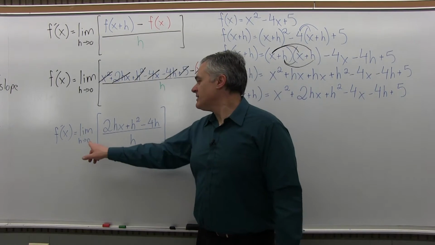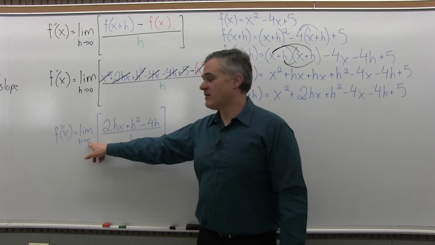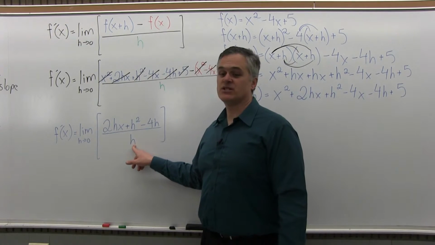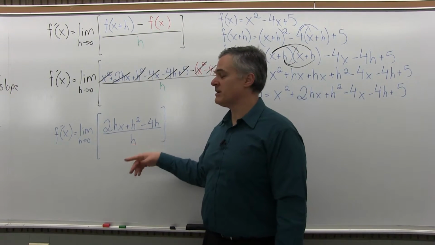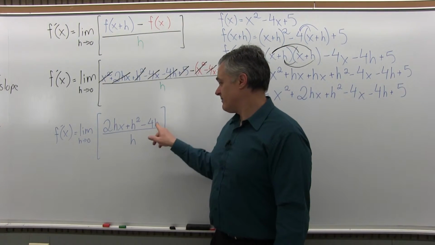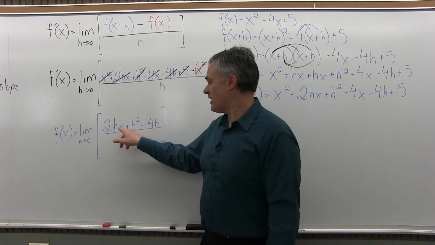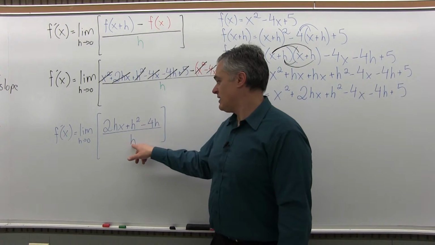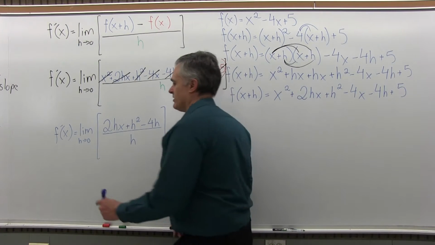Now again, my intention is to let the h run down to 0. I can't do that yet because I still have an h in the denominator. You can't have a 0 in the denominator. That's undefined. So my tops all have an h. I'm going to factor that out and use the factored out h to cancel the h in the denominator.